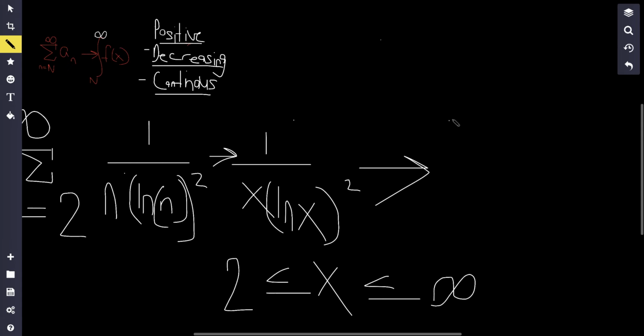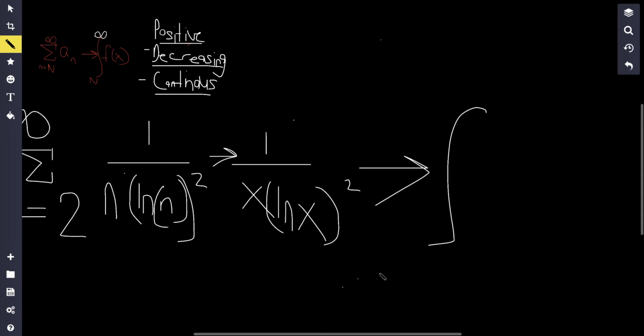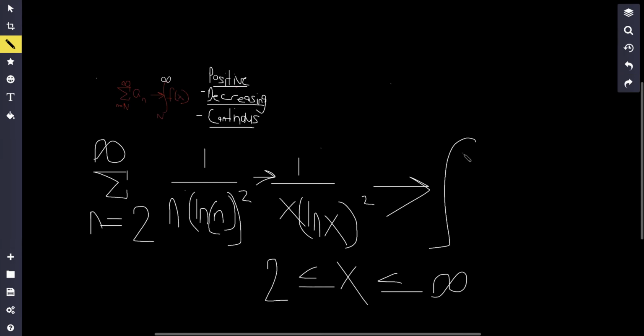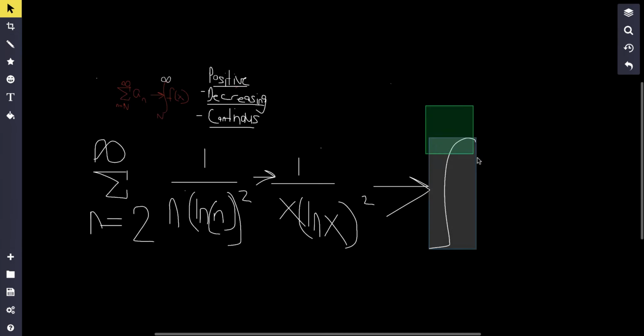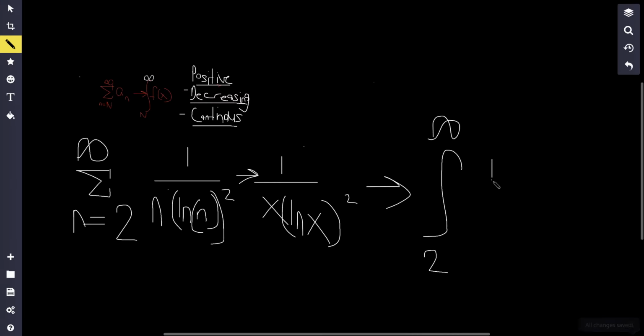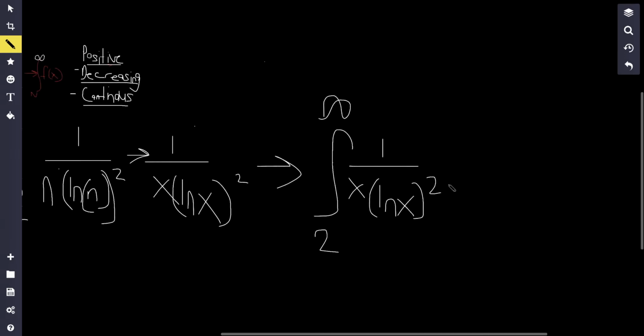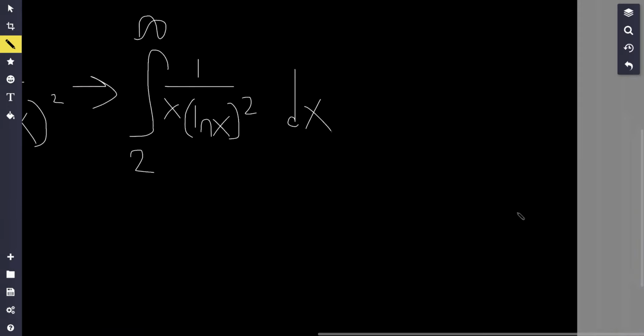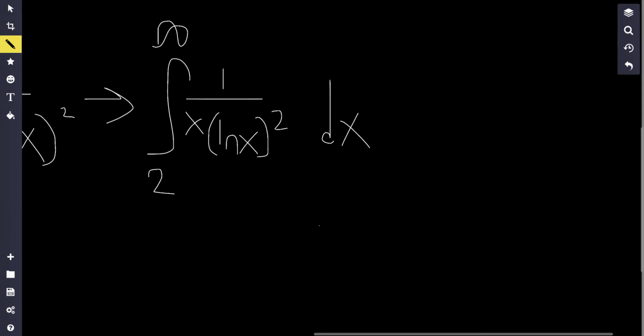So let's get straight into it. Integral of, and then this is going to be from the same bounds. Boom! There we go. Same bounds as we had before, 2 to infinity. This is going to be of 1 over x ln x squared dx. And whoa, barely have any space left.